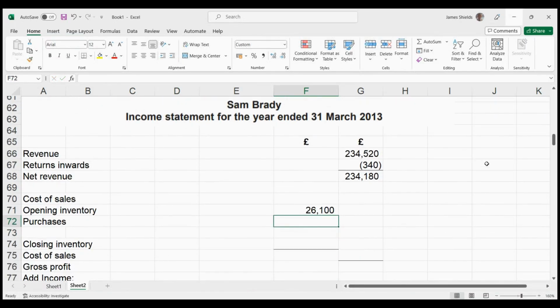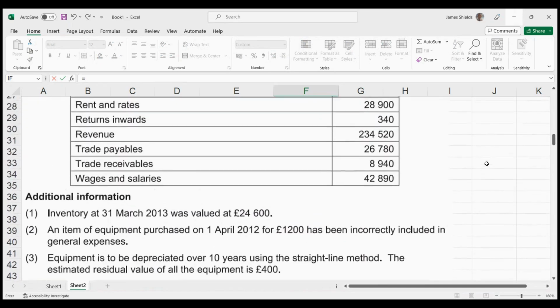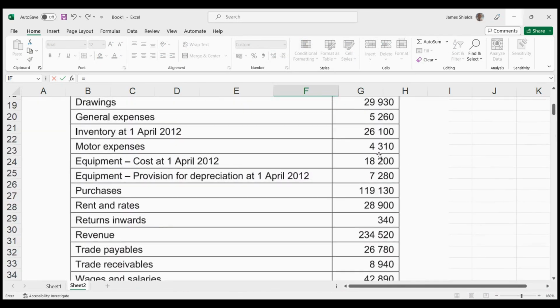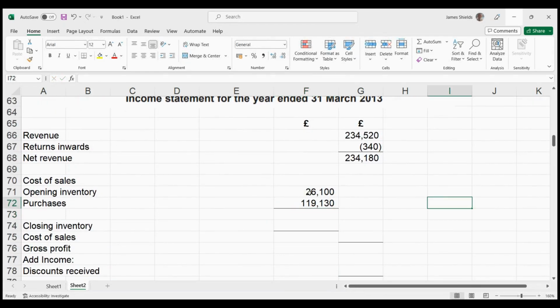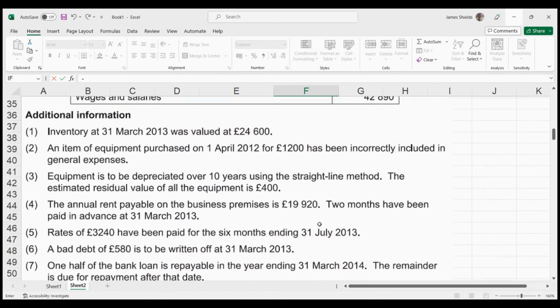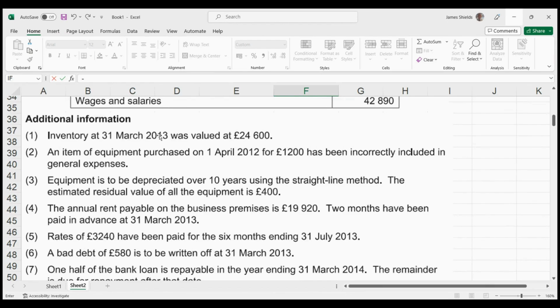Purchases, there's nothing to do with purchases in the additional information. So the purchases figure will be from my list of balances. So purchases, here I have 119,130. Now you add your opening inventory and your purchases together, and you get 145,230. Now your closing inventory was in the additional information in the question. So you can take away closing inventory, inventory at the 31st of March 2013 was valued at £24,600.